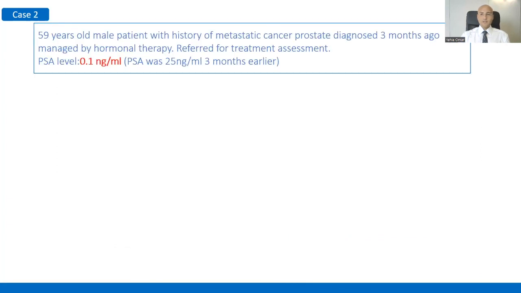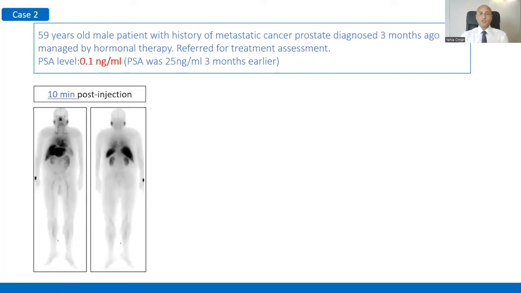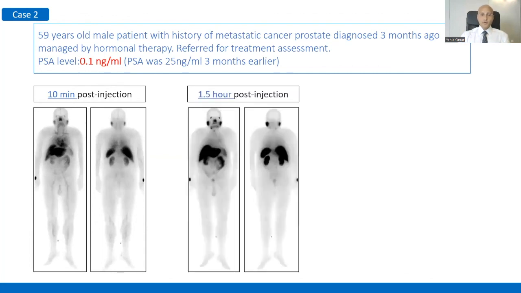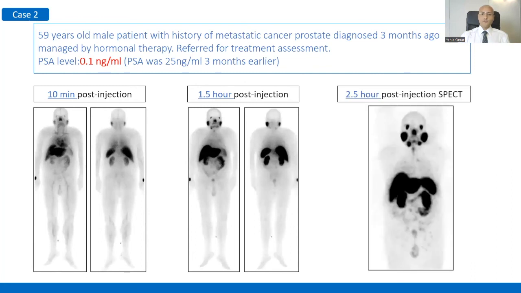So now let's move to the second case. This is a 59-year-old male patient with a history of metastatic prostate cancer, diagnosed 3 months ago, managed by hormonal therapy. What's interesting in this case is that the PSA level is 0.1 nanogram. Again, we imaged the patient at different time points. That's the initial time point with increased activity in the blood pool, then after 1.5 hours, and then after 2.5 hours post-injection. And that's the SPECT image, the volume of the SPECT.